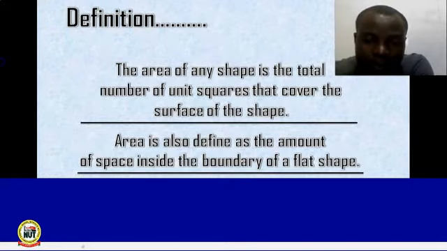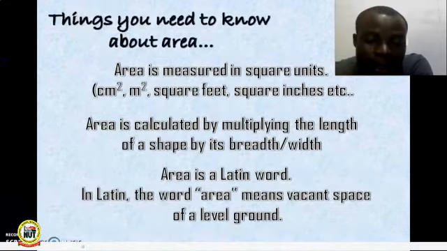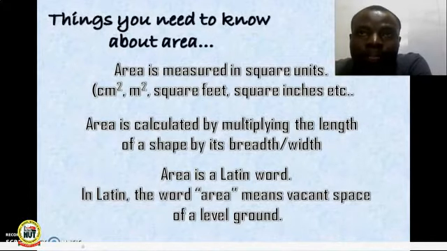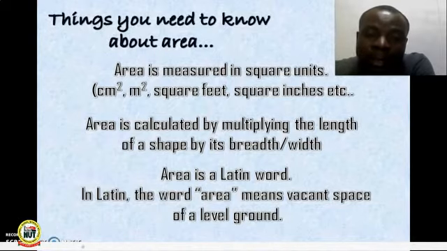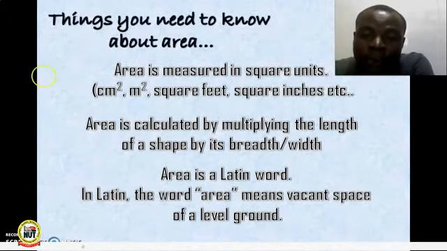So let's continue. Things you need to know about area. There are some things that I want you all to know about area. The first one, area is measured in square units. Unlike our perimeter, when we finish solving the value of perimeter, we put our answer as meter or centimeter. But in the case of area, the answer will be in square units.